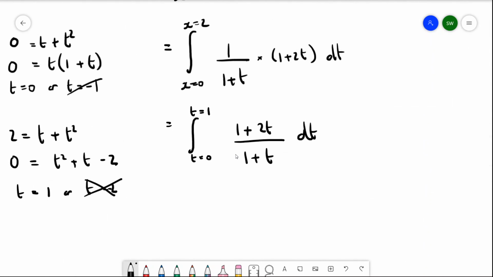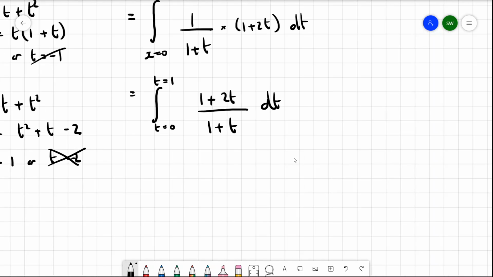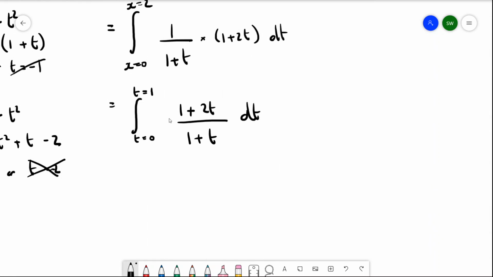So it might not be exactly obvious how to integrate this. You could try substitution. You could try u equals 1 plus t and turn it into a du integral. Or you could do partial fractions. So I'm going to do partial fractions in order to solve this, but you could try it with this substitution as well.